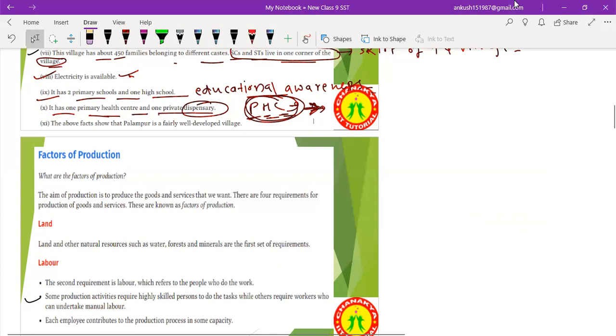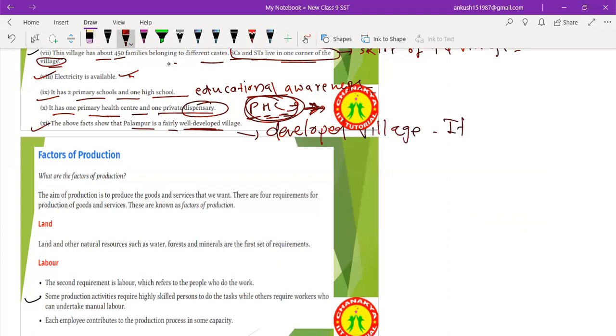Okay, this is also available in the village of Palampur. It has one primary health center. So the above facts show that Palampur is a fairly well developed village. Yes, it can be called a developed village. Why? Because it has all the facilities. That is why it is a well-developed village. Hello? Are you all there? Yes, sir.